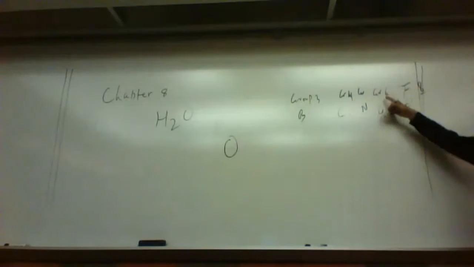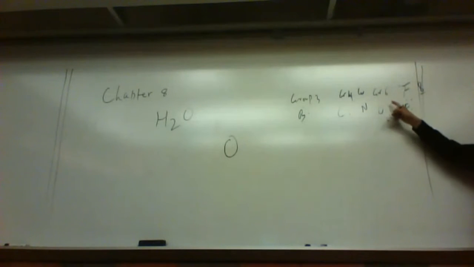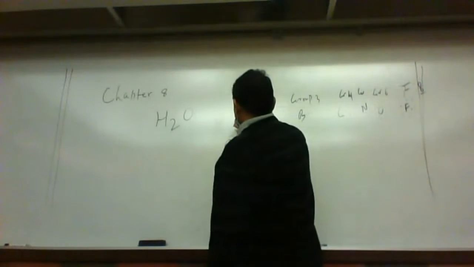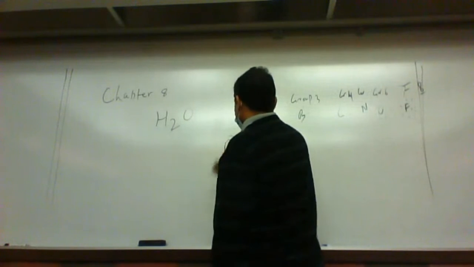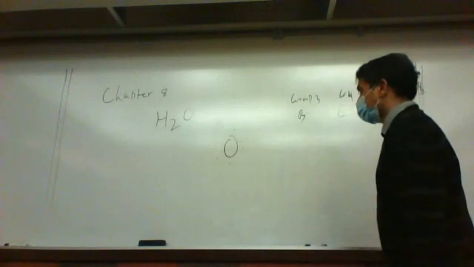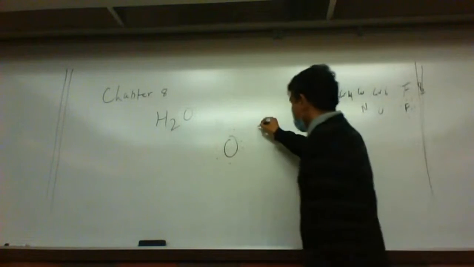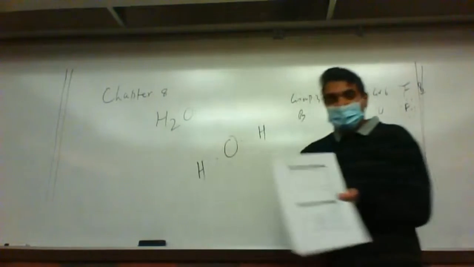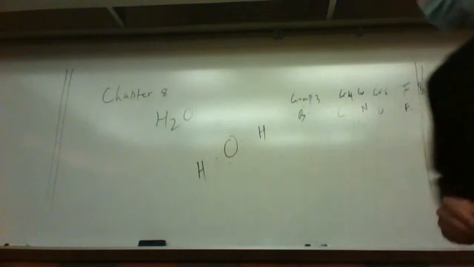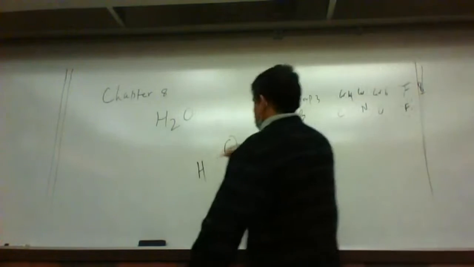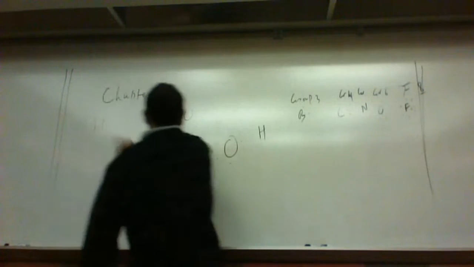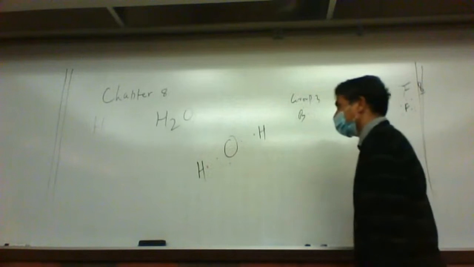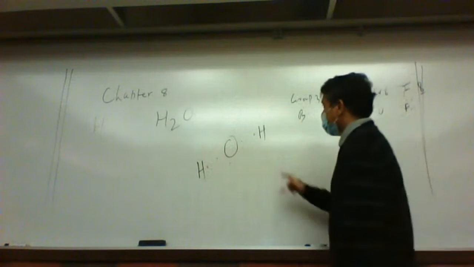Where is oxygen? Oxygen is in group number 6. How many electrons are here? 1, 2, 3, 4, 5, 6, right. So I'm going to write the 6 electrons there, 1, 2, 3, 4, 5, 6, like this, oxygen 6 electrons. Now I'm going to write the hydrogen here. How many electrons does hydrogen have here? Hydrogen is in group 1, so it has 1 electron. So I write the 1 electron here, and I write the 1 electron here like this.